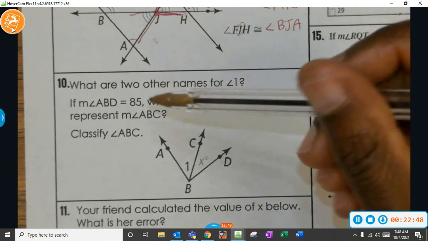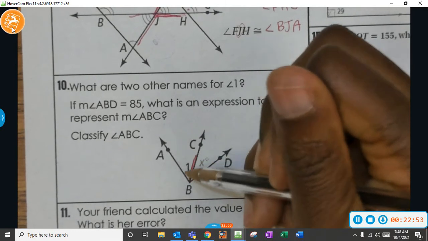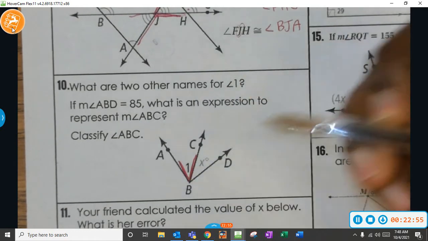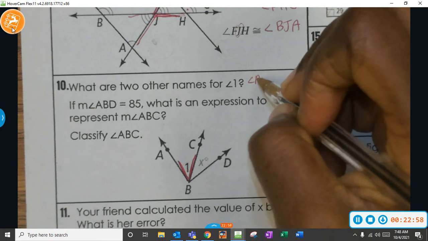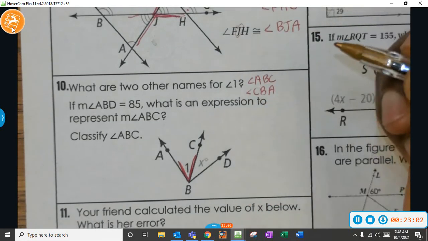All right, in the picture here, what are 2 other names for angle 1? Angle 1's boundaries are this side and this side, so we're just naming this angle. That would be either angle ABC or angle CBA. You can go backwards.